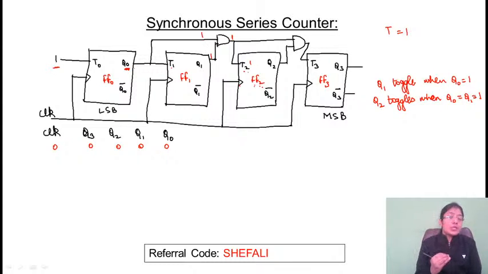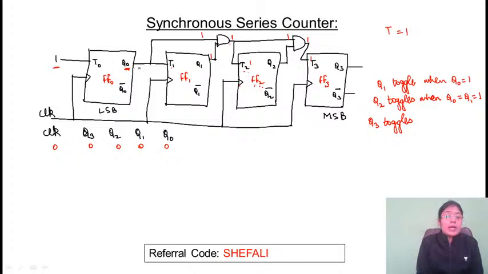ये हम क्यों ऑब्जर्व करें? सो दैट कि हम स्पीडली आउटपुट्स डिटरमाइन कर पाए. T3 कब टॉगल करेगा? Q3 will toggle when, जब वैल्यू 1 होगी, T3 की वैल्यू 1 कब होगी? When the output from here is 1.